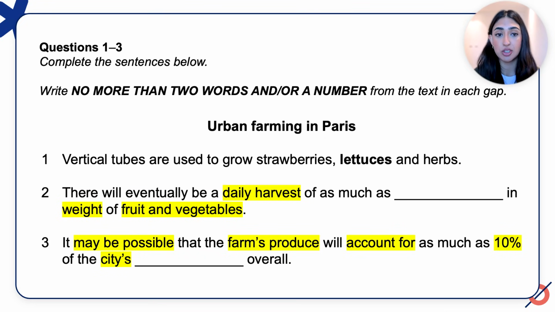Remember that when you read carefully, you need to read for meaning so that you choose the correct answers instead of any distractors. Here's the next sentence we need to do, where we'll repeat steps 4 and 5, read carefully, and choose an answer. The sentence says, "There will eventually be a daily harvest of as much as blank in weight of fruit and vegetables." We can use the keywords daily harvest, weight, and fruit and vegetables and their synonyms to find the correct answers.